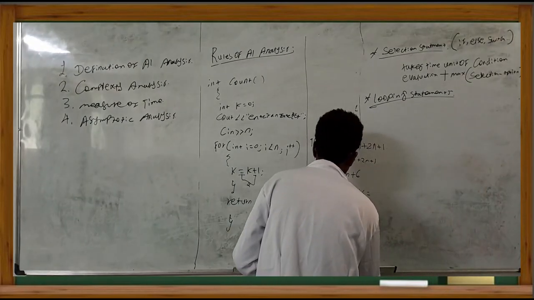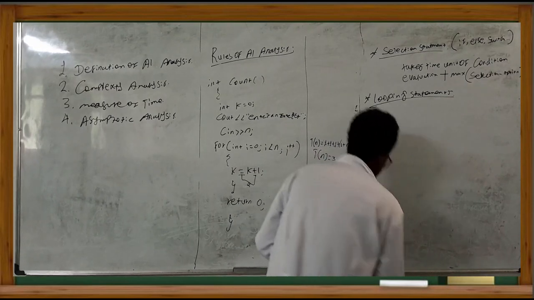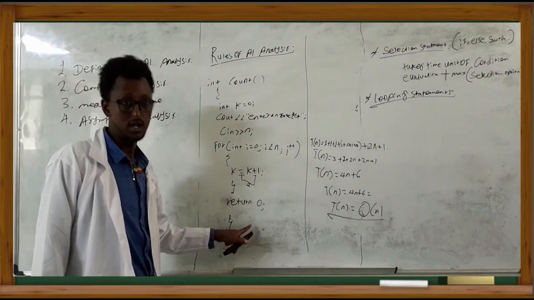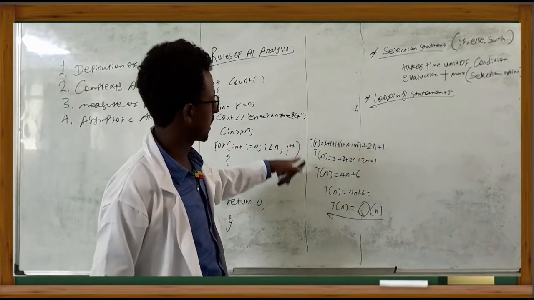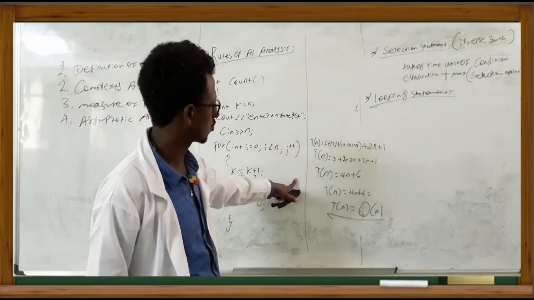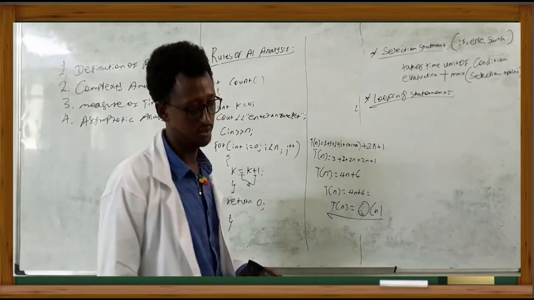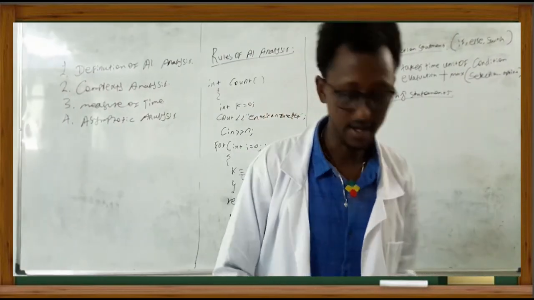T of n is equal to big O of n time units required to compute this fragment of code algorithm. This is a simple example to show how to calculate the time required to compute a given algorithm. I think this is a clear example.